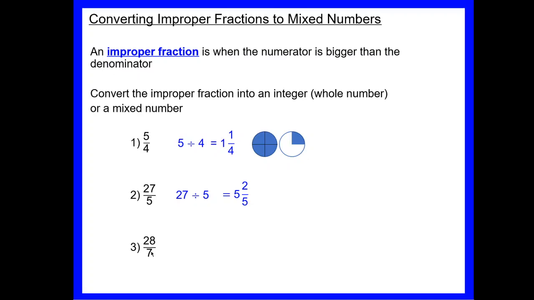Last example then, we need to see how many 7s we can fit into 28. So we're going to do 28 divided by 7, which fits in exactly 4 times. There are no remainders at all. So if there are no remainders, we simply get a whole number. Okay, make sure you're happy with those before we move on to have a go yourself.